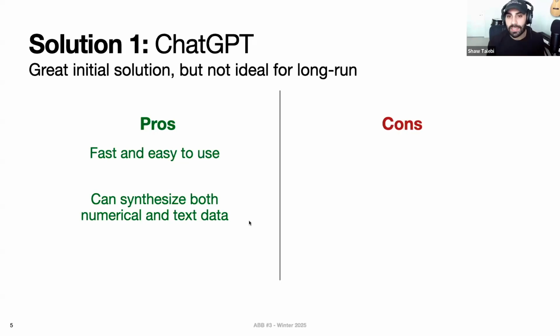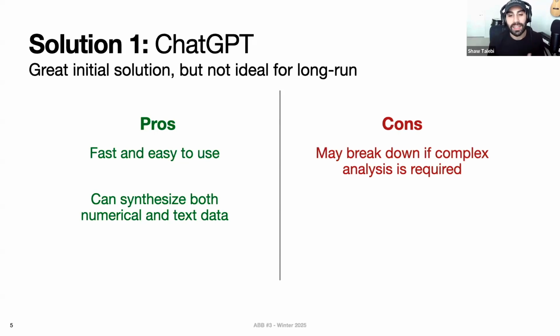But of course, there are some downsides to using ChatGPT. One is that this might break down if it's a complex task, if you have a lot of different variables that you're looking at, or it requires some kind of multi-step reasoning to generate a good breakdown of these customer segments. I guess now they have this more agentic stuff with ChatGPT, but still it can go off the rails if you don't give it a lot of good guidance and instruction.